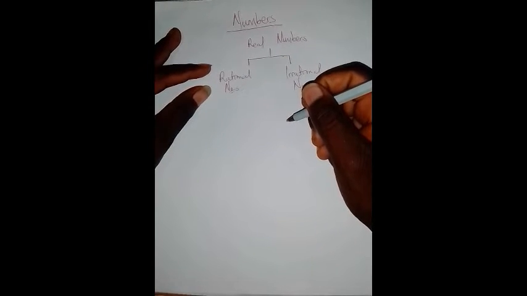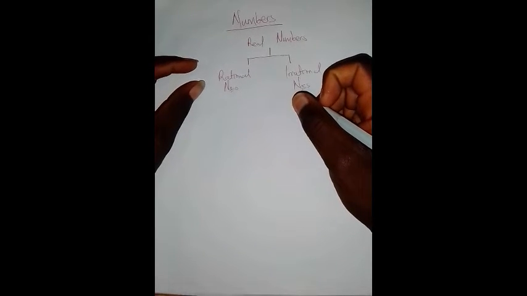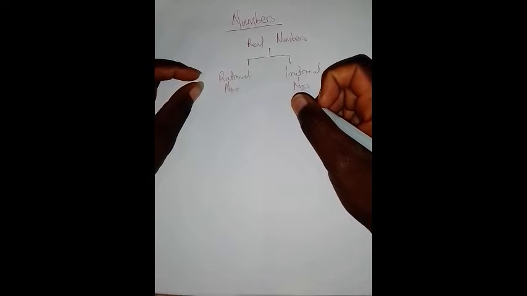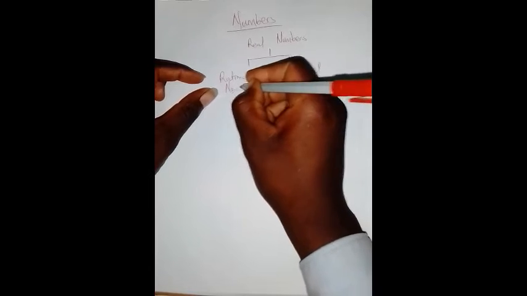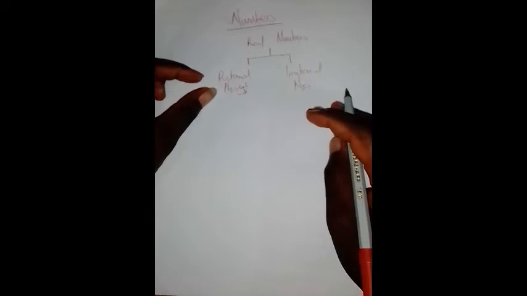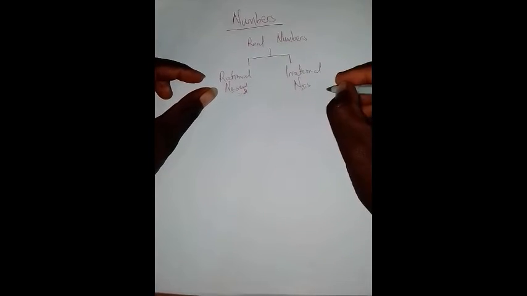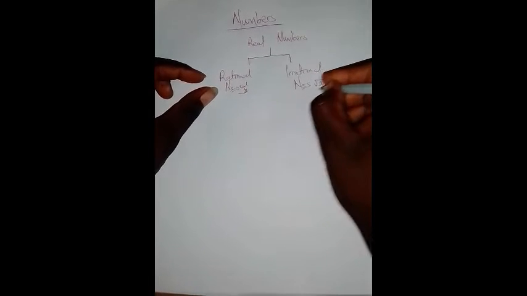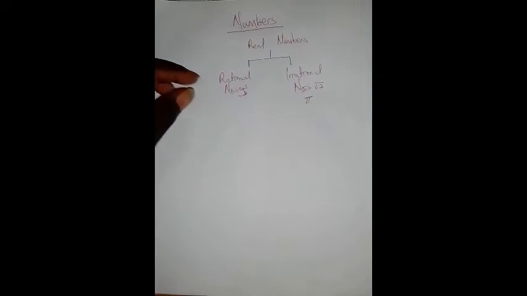And now let's take a look at irrational numbers. An irrational number is a real number which cannot be expressed in the form p divided by q, or p over q. So what we are trying to say is very simple there. A rational number is any fraction, for example half, 1 over 2. An irrational number is any number that cannot be expressed as a fraction, for example the square root of 2 or pi. The value of pi cannot be expressed as a fraction, so it means it is an irrational number.